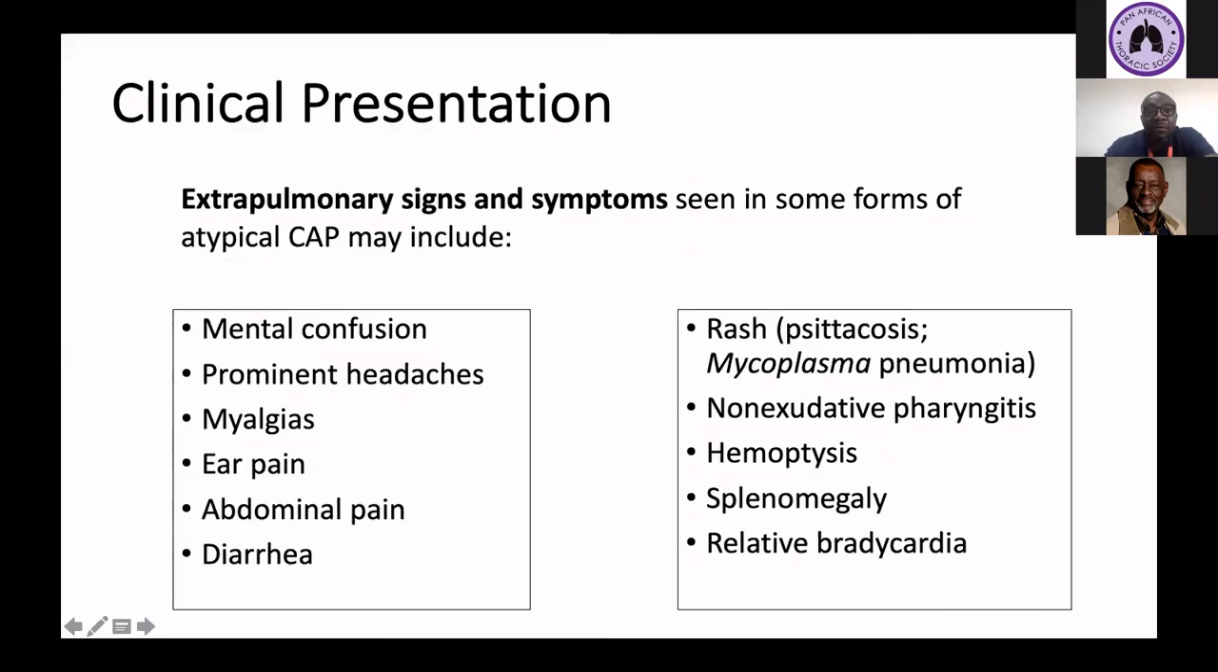In atypical pneumonia, we can have extrapulmonary signs and symptoms, which include mental confusion, headache, muscle pain, ear pain, abdominal pain. We can have diarrhea. We could also have cutaneous rash, pharyngitis, hemoptysis, enlarged spleen, and we may also have bradycardia.